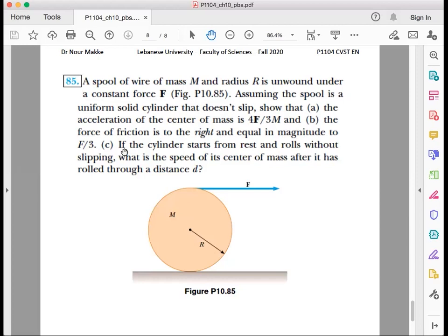In part C, if the cylinder starts from rest and rolls without slipping, what is the speed of its center of mass after it has rolled through a distance d?